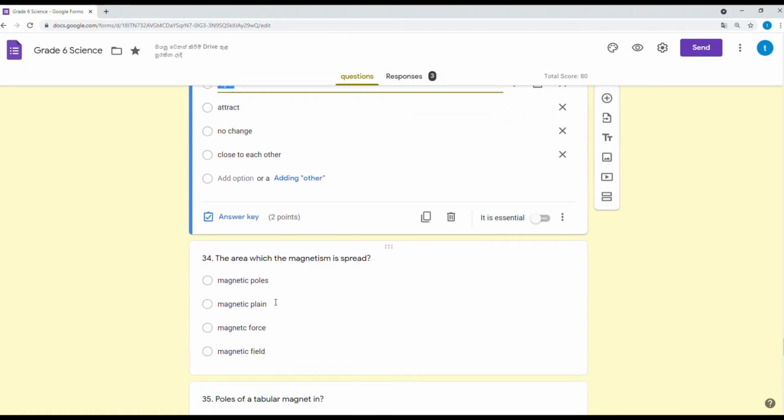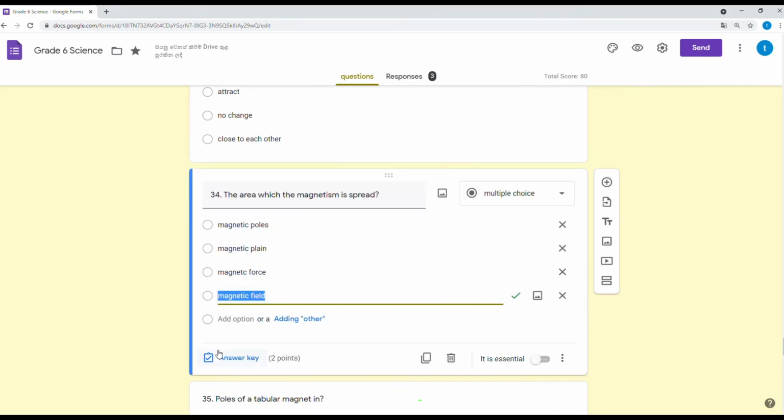Then you get into number 34. The area which the magnetism is spread, that is called magnetic field. Magnetic field. Answer is fourth one.